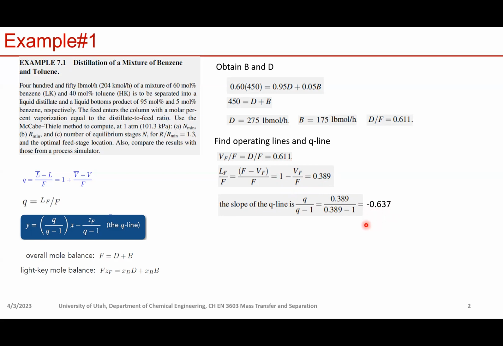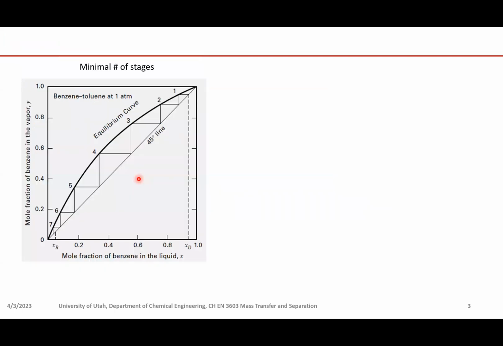Now with that, we can go ahead and find out the minimal number of stages and the minimum reflux ratio. Let's first look at the minimal number of stages. In this case, the operating lines are overlapping with the 45-degree line. So we can just do the step-off to figure out the number of stages, starting from the distillate composition, which is 95% of the light key. We'll start from that point on the 45-degree line.